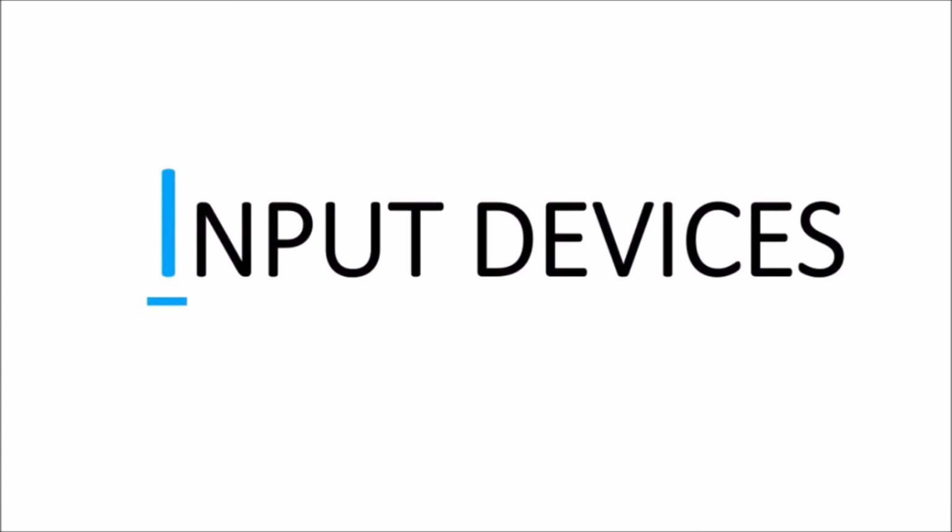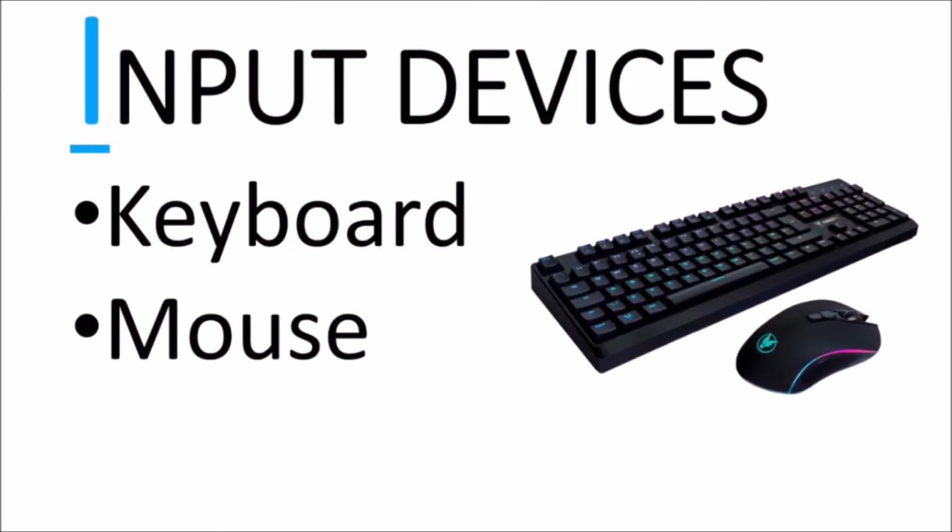Okay, can you identify the different input devices? Very good. Those are the keyboard and mouse. By the way, the keyboard is the primary input device of an old PC, while the mouse is the primary input device of a newer PC.